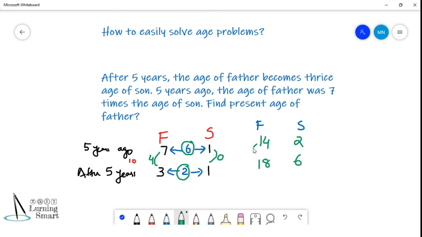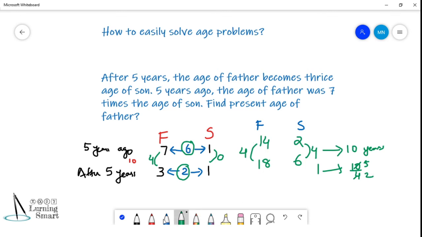So now check the difference. 14 and 18, the difference is 4. 2 and 6, the difference is 4. So the difference became equal. Now this 4 corresponds to 10 years, right? 4 corresponds to 10 years. 1 corresponds to what? 10 by 4, or 5 by 2. Okay, 1 corresponds to 5 by 2.